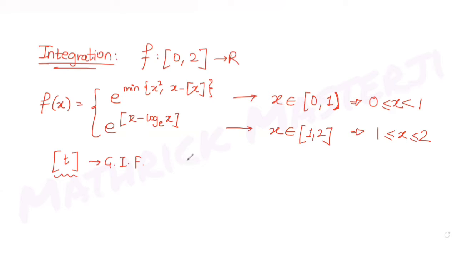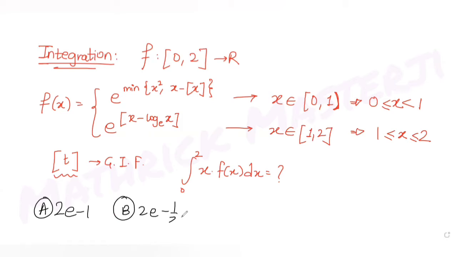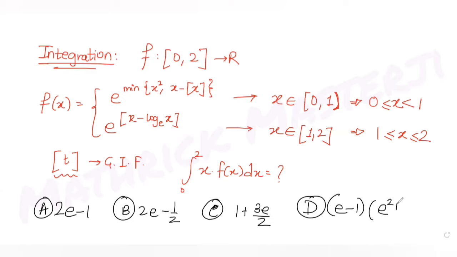And the question is also telling us to find the value of the integral which has the limits from 0 to 2, and the expression is x into f of x dx. So if I talk about the answer choices that are given to us here, they are 2e minus 1, 2e minus half, third answer choice 1 plus 3e over 2, and the fourth answer choice is e minus 1 into e square plus half. So these are the four answer choices. Let's figure out which one is the correct answer for the question.